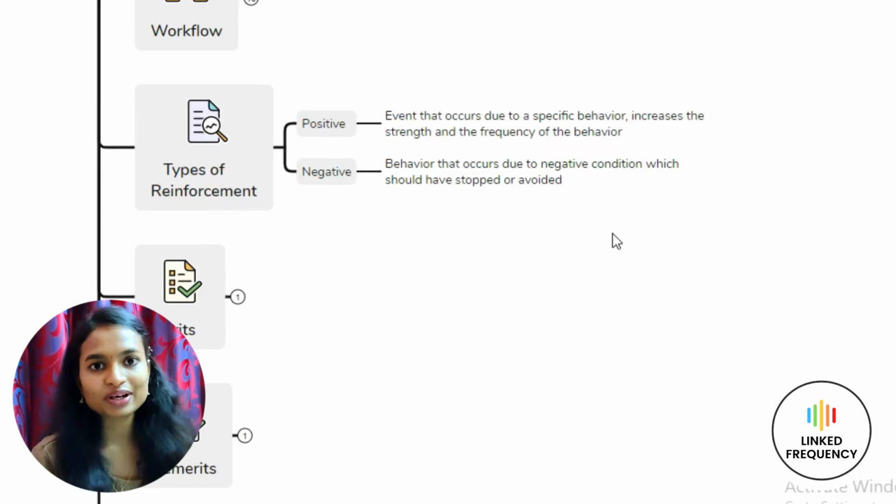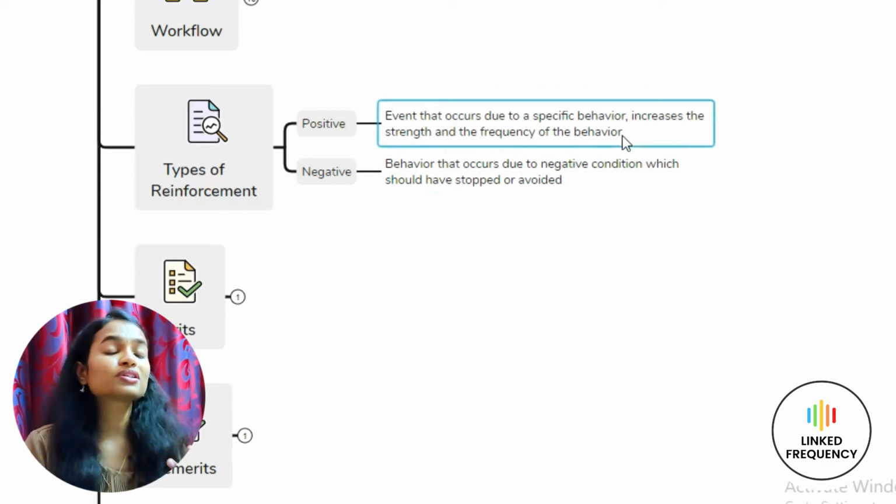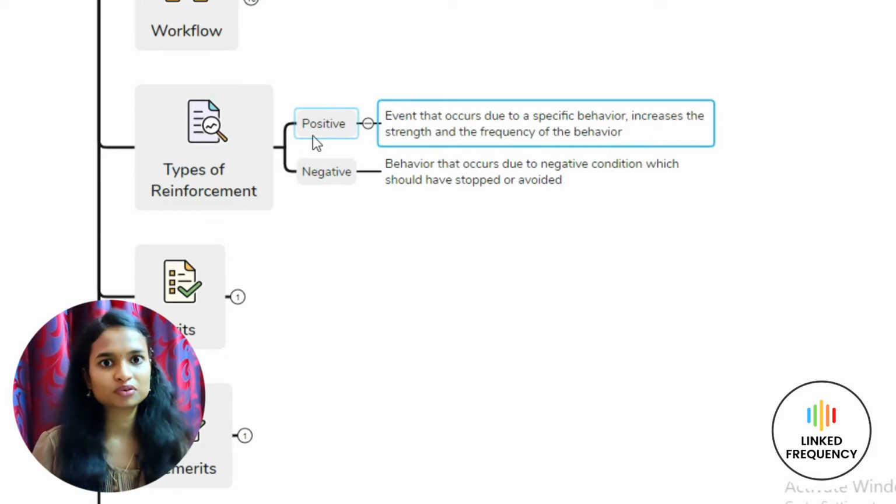So this is one more example which is very feasible to give at this point of time. Positive reinforcement is behavior that occurs due to a specific behavior, increasing the strength and frequency of the behavior. So whenever you get positive rewards, you try to do that repeatedly again and again. That is part of the agent also. It tries to do those kinds of activities again and again, and it gets maximum reward points.